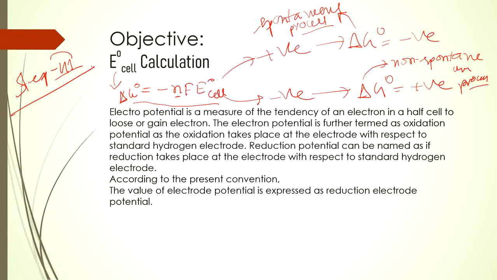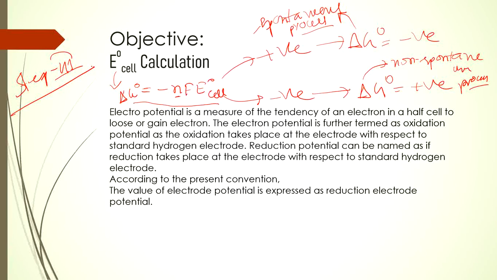So step 1 was how to represent the redox reaction in ionic form. The second one was to draw the electrochemical cell in a proper way, and the third one was the E0 cell calculation. So this is basically the theory of this E0 cell calculation. You can take a note of this.